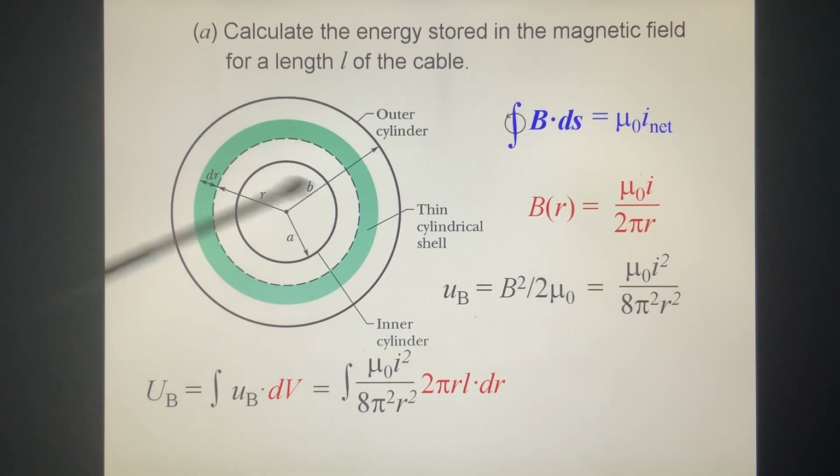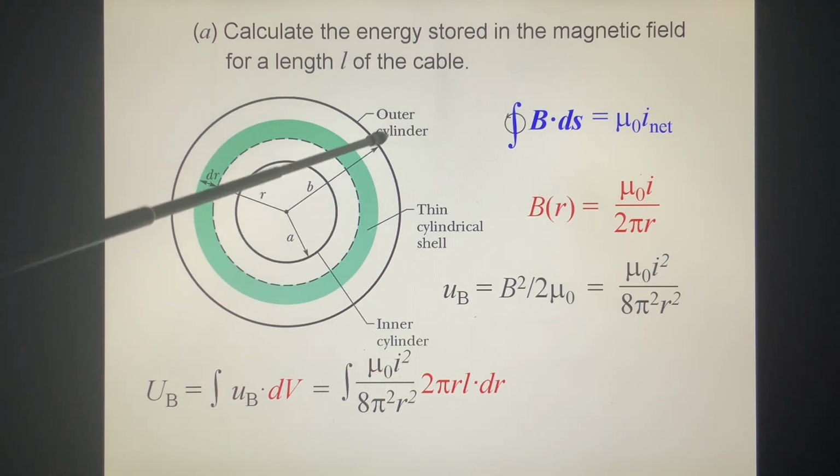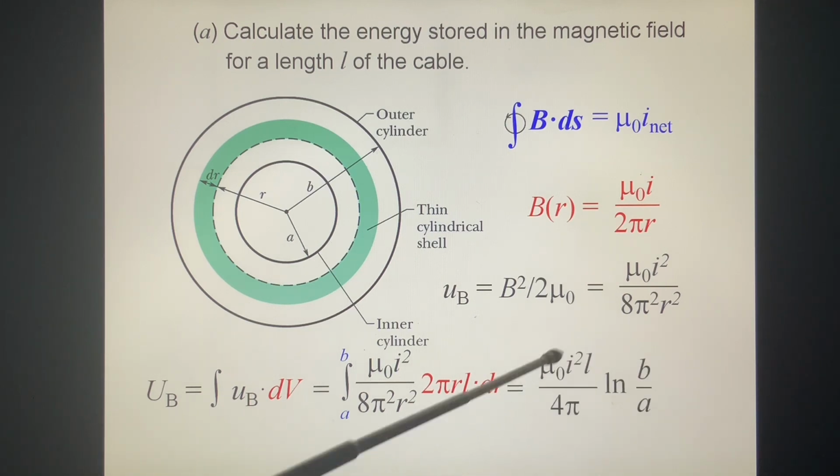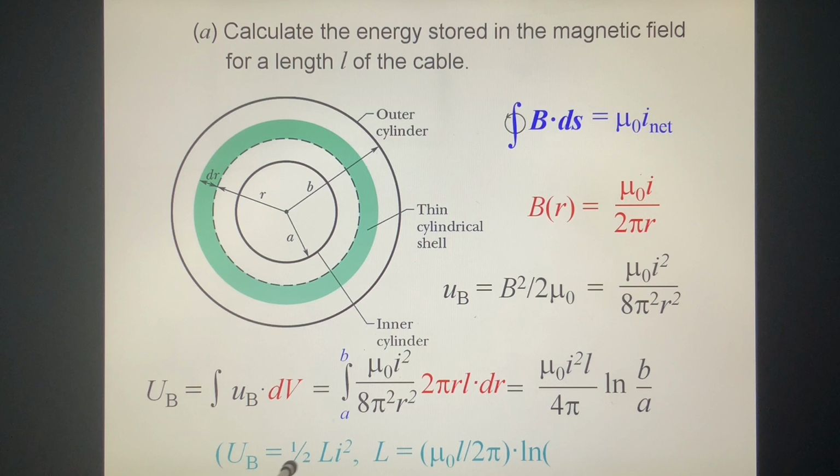And then we do the integration. Integration is from where to where? The question is total, so it is from a to b, covering the whole area. The leftover is a very simple integration, I'm going to do it. So the answer is mu 0 I squared L over 4 pi, log b over a. We can do it a different way, using U_B equals half L I squared, and we will find that we get the same answer.